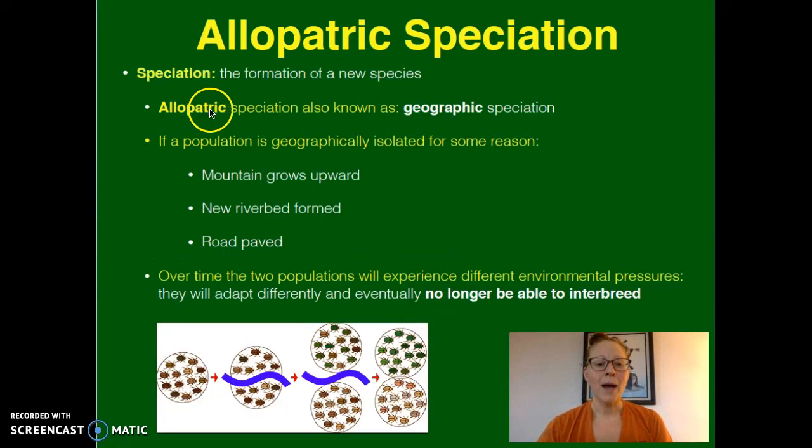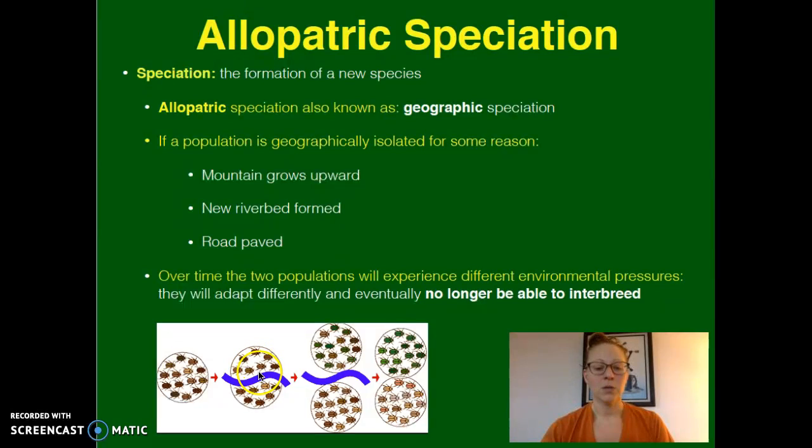So allopatric speciation is going to be our first example, and this is known as geographic speciation. Geographic speciation is easy to remember if you think about a geographic barrier, like a mountain rising up and splitting a population in two. So here's our initial population, and then let's say a river started to run through this population and they get separated.